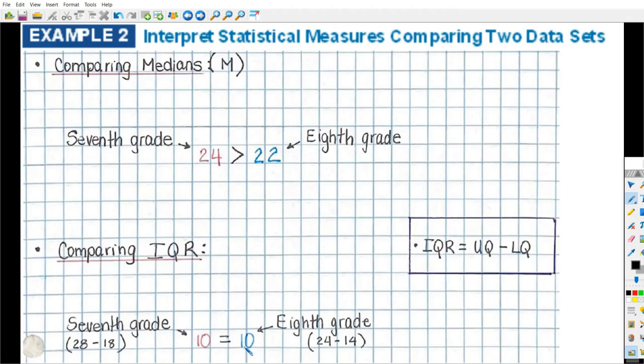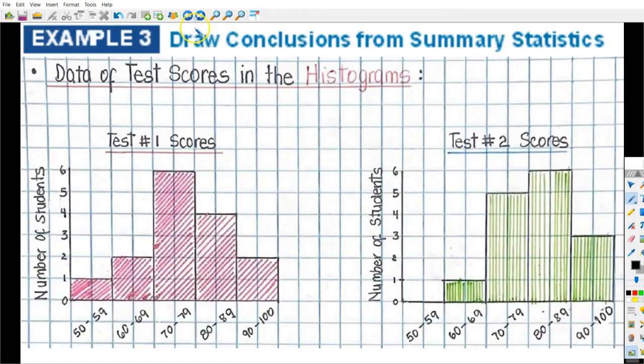They have the same measure of variability. So nothing really changes between them except for the fact that the measure of center was higher for 7th grade. Go ahead, pause the video, write all of this information down. Go ahead. Moving on now.